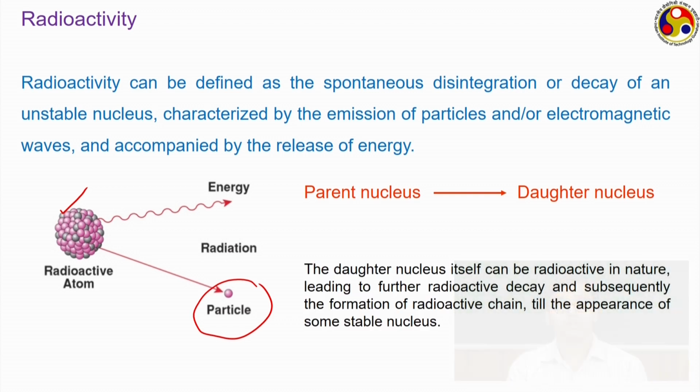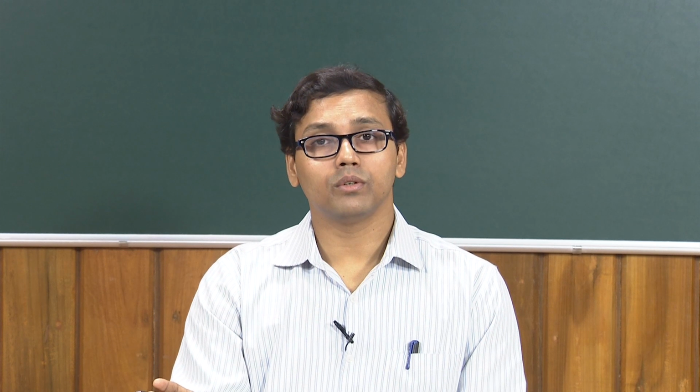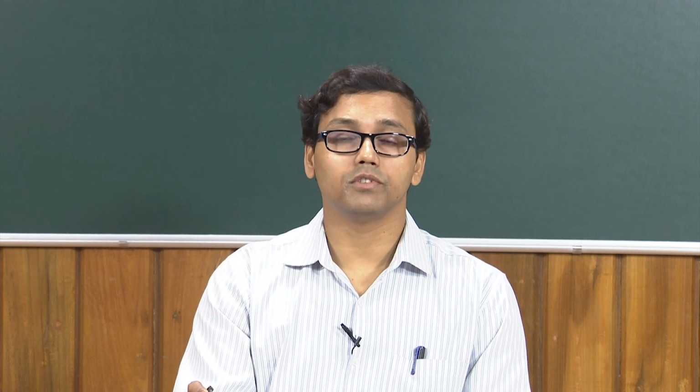But a single-step reaction is generally not very common, because most often this daughter nucleus itself is radioactive in nature, and can undergo further disintegration to produce its own daughter. Accordingly, we may have the formation of a radioactive chain which starts from some very heavy nucleus and goes on through a series of different daughters, all of which are generally radioactive, and the chain is able to complete only when we have a stable nucleus, something which is not radioactive and therefore is not able to go through any kind of disintegration.